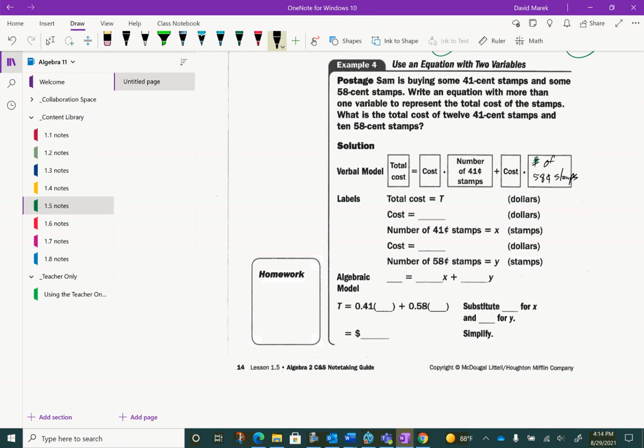So evidently they want us to put X as the number of 41-cent stamps, and we're going to put Y as the number of 58-cent stamps. So for our algebraic model here, T is equal to 0.41 times X plus 0.58 times Y. So again, this should be our lovely equation to use.